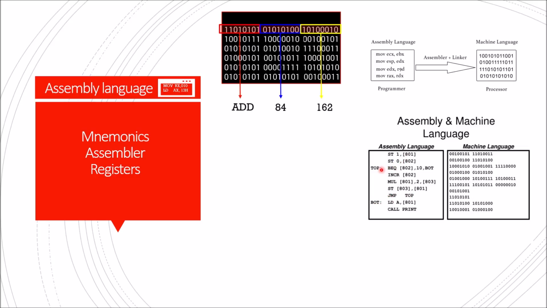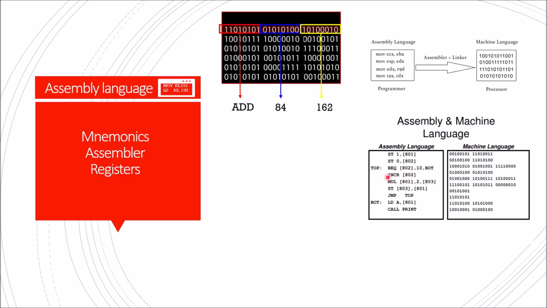Let's have a look. The first instruction of this top section is branch if equal. This instruction basically compares the second value to the value stored in this position. So if 802 is equal to 10, then jump to BOT. So it will go to this section of your program. Otherwise, it's going to execute the next instructions that we have here.